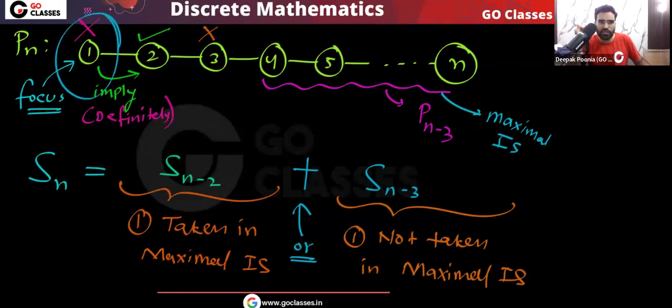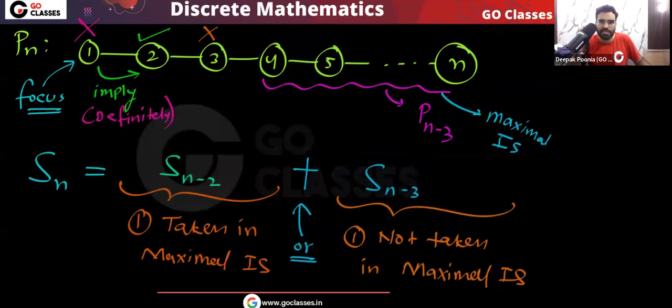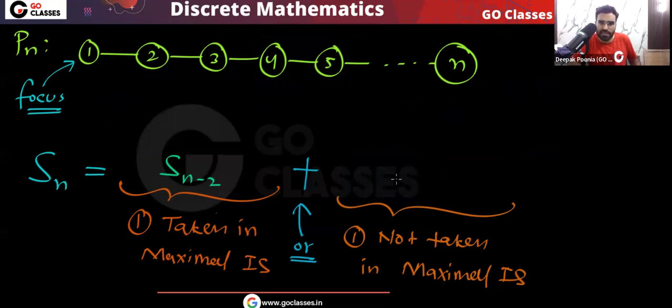And if I don't take this 1 in the maximal independent set, then I must take 2 in the maximal independent set. And because of 2, I cannot take 3. So in the remaining graph, I need to make the maximal independent set. And how many maximal independent sets are there in this remaining graph Pn minus 3? That will be Sn minus 3. That's it. So the recurrence relation that we got is Sn equal to Sn minus 2 plus Sn minus 3.